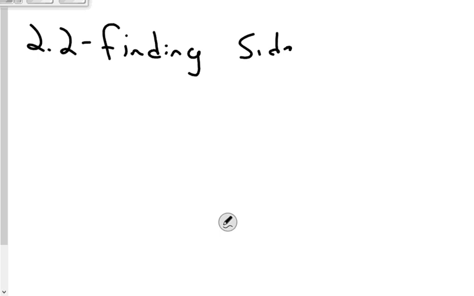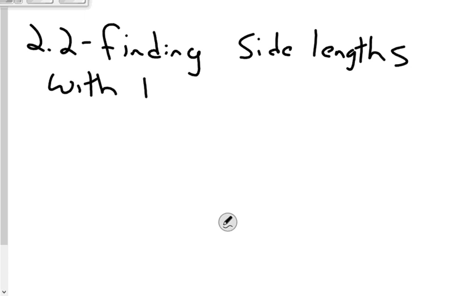All right, so 2.2. Finding side lengths with tan. Okay, so yesterday, don't feel like you need to take all this stuff down. It should be all in the notes there, okay?